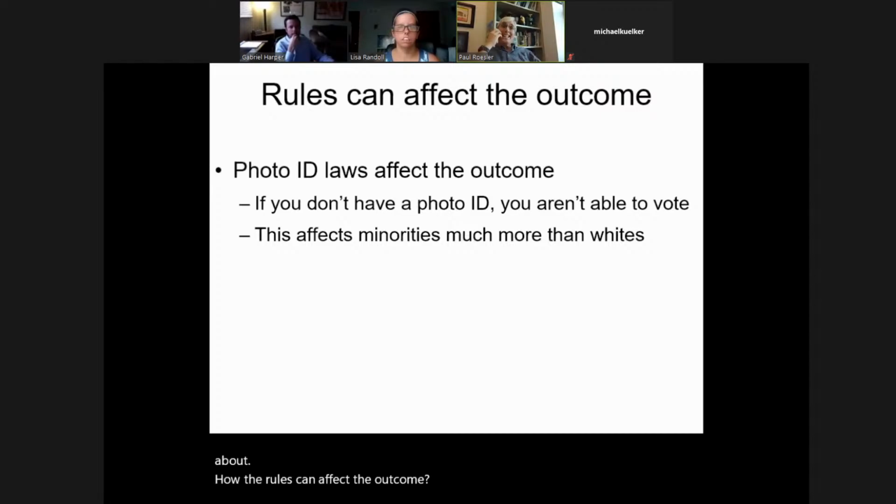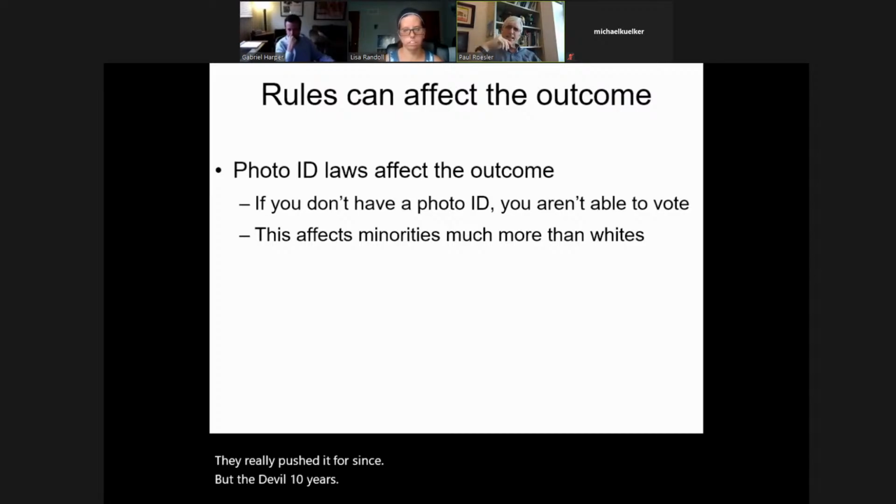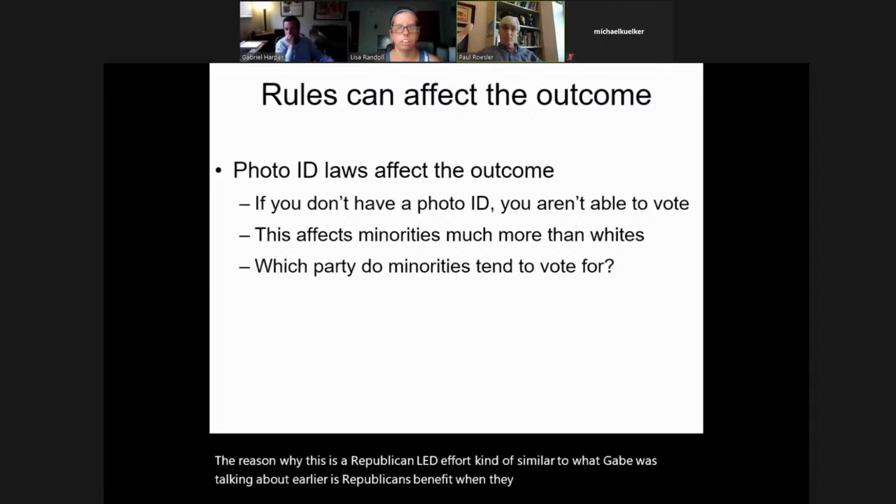So photo ID. There's this idea of voter fraud that is promoted primarily by Republicans. It's not just Donald Trump. The Republican Party has pushed it for a decade or so. They really pushed it for about 10 years. And the reason why this is a Republican-led effort, kind of similar to what Gabe was talking about earlier, is Republicans benefit when they drive down voter turnout, especially who they drive down.